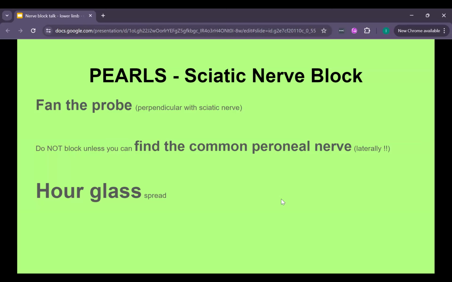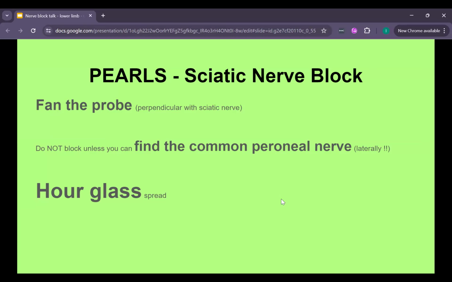The third pearl would be looking for that nice endpoint, which is the hourglass or the figure of 8 spread of local anesthetic around the nerve. Just keeping in mind that the nerve sheath is quite thick, and you do need to be within it in order for a successful nerve block.